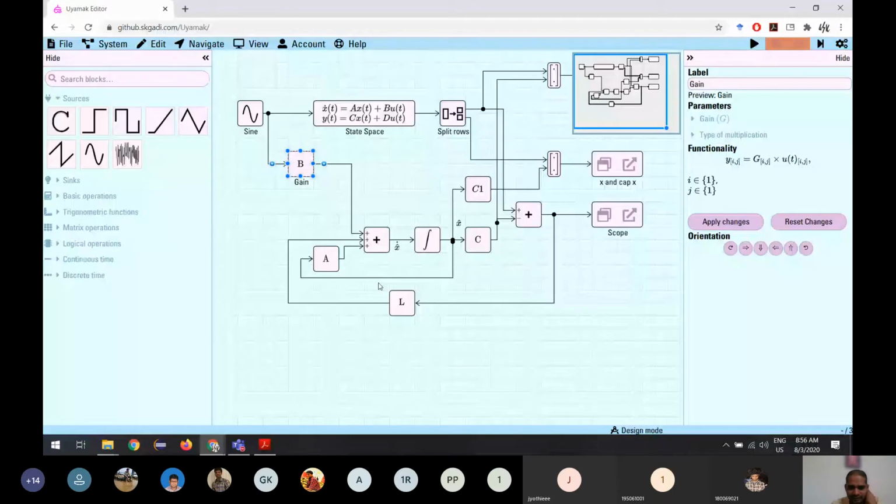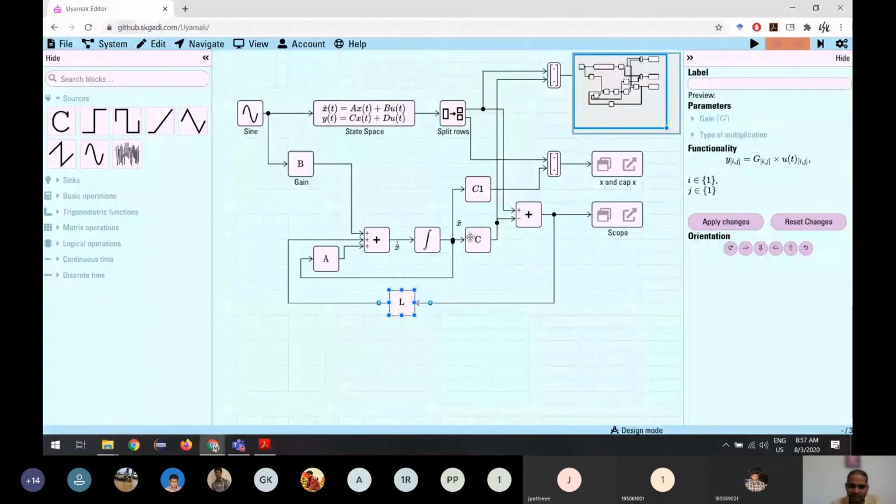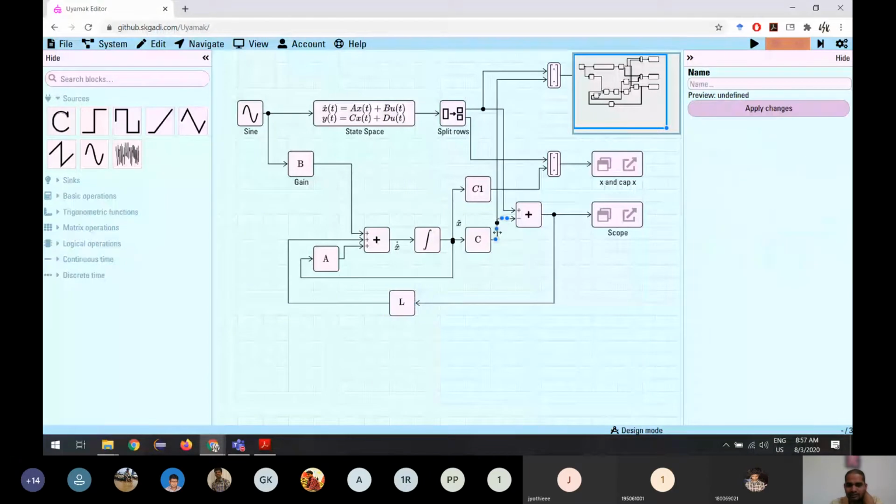So this is L and we are measuring Y. This is the output we are receiving, and this is the output from this, Y minus Y cap. So how do we get Y cap here? It is C times x cap. Here we don't have the term D. D is 0. So we are just using this term and we get the Y cap.